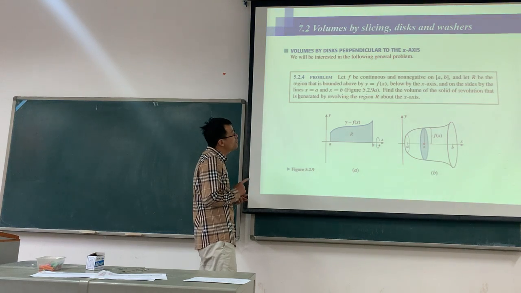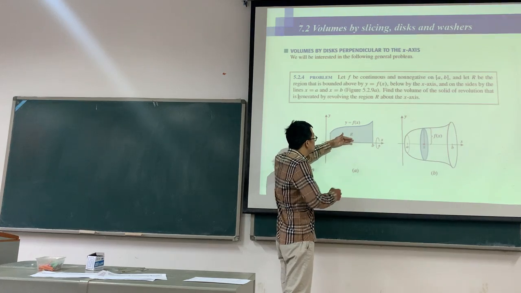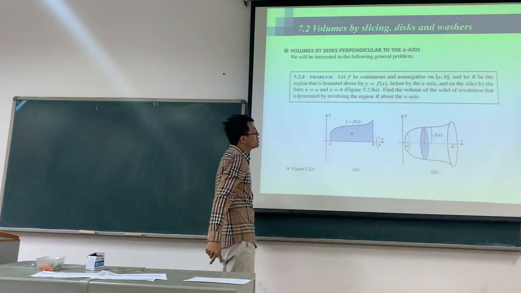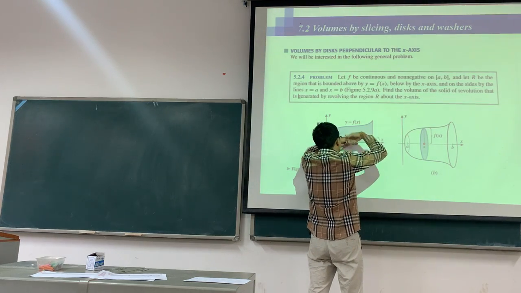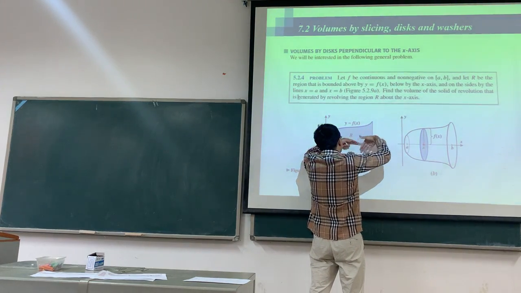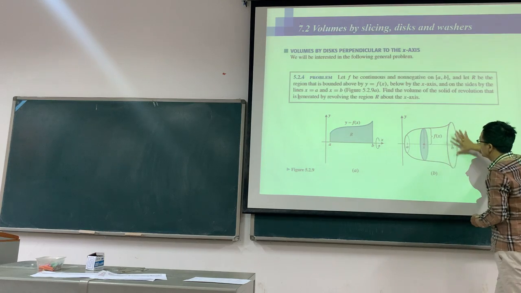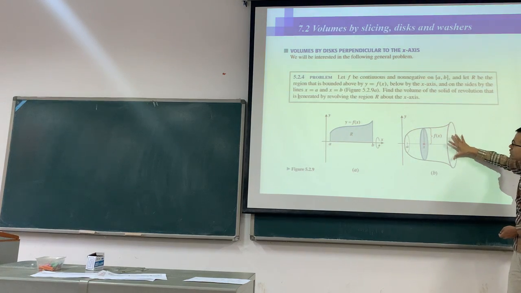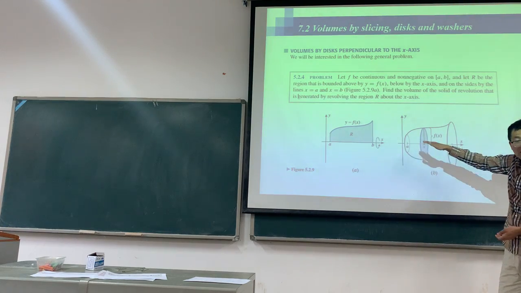Now we find the volume of the solid of revolution that is generated by revolving the region R along the x-axis. Revolving it, we obtain this figure. For this solid, we cut it along the x-axis.